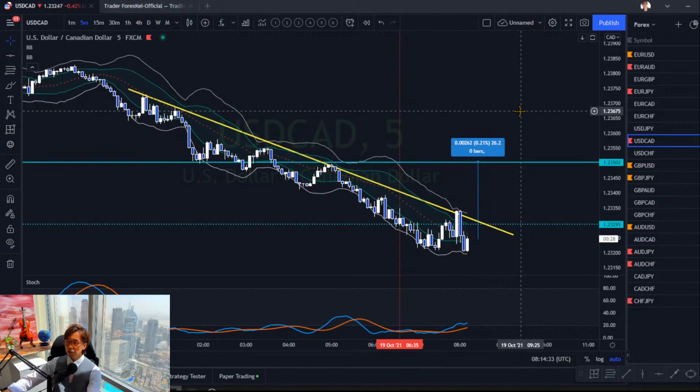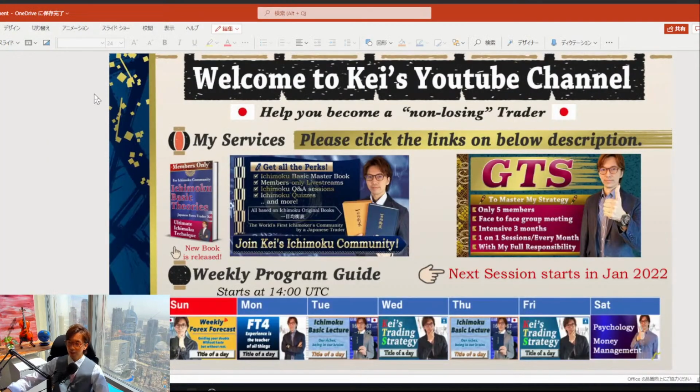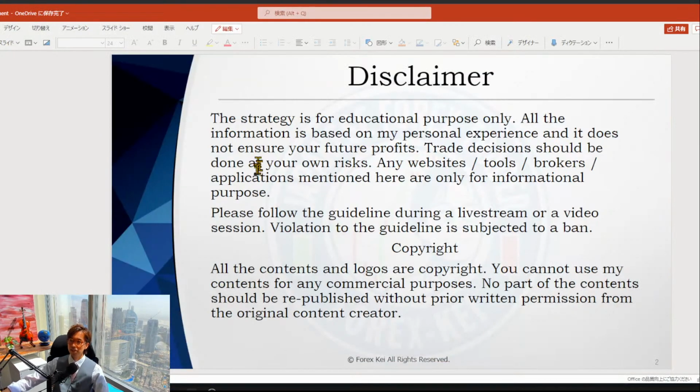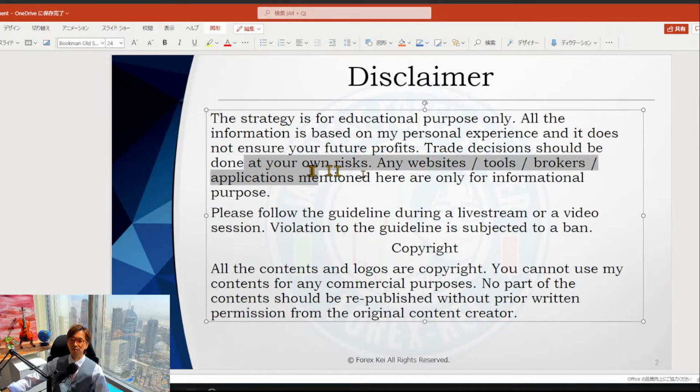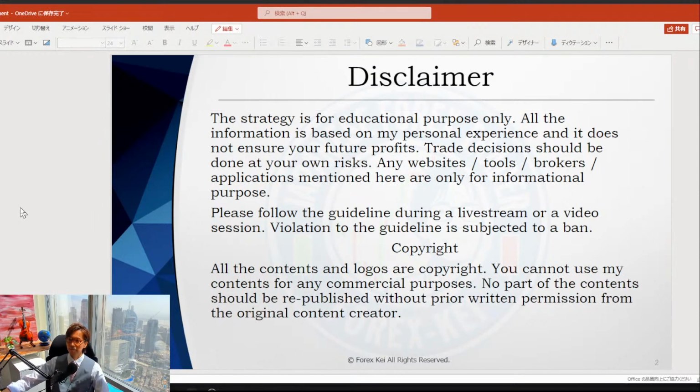But if you do, every time I mention as a disclaimer, please take trades at your own risk, right? Because we are all here to take responsibility for our own trades. So yeah, please do, and you can decide whether to take trades or not.